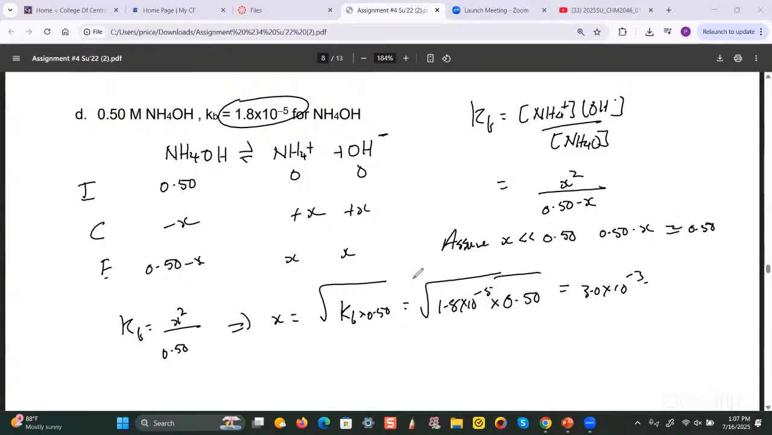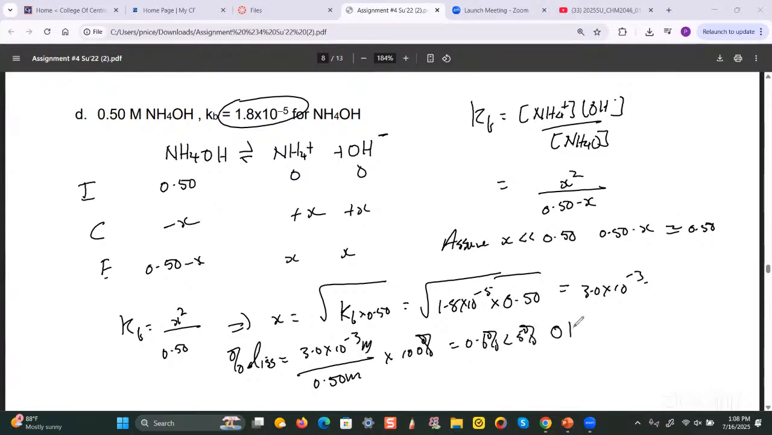The percentage dissociation. So percent dissociation would be equal to what? 3.0 times 10 to the minus 3 M divided by 0.50 M times 100%. And I'm quite confident this is less than 5%. It's 0.6%, which is less than 5%. So this is okay. So what's the next step?